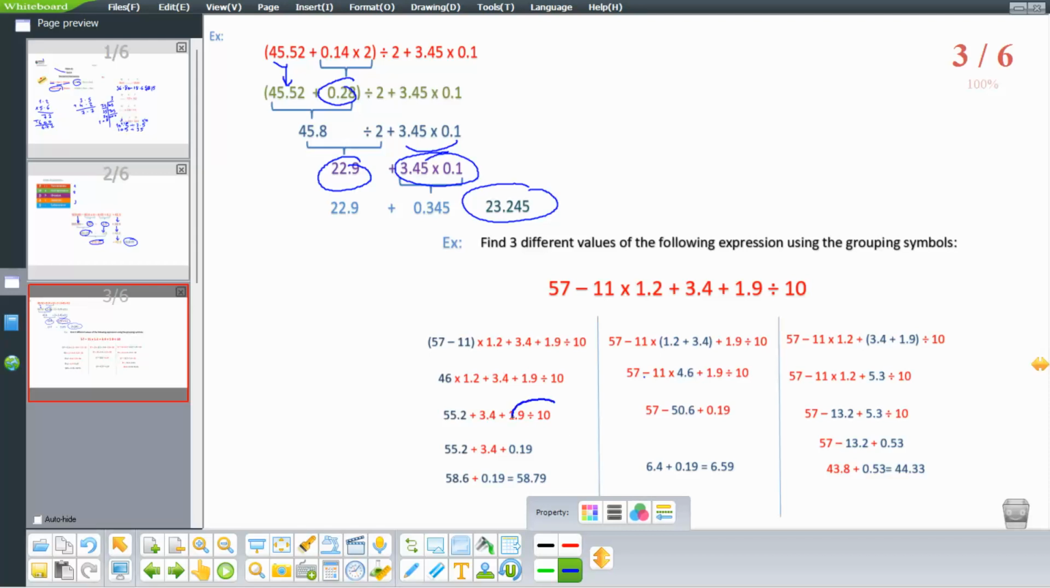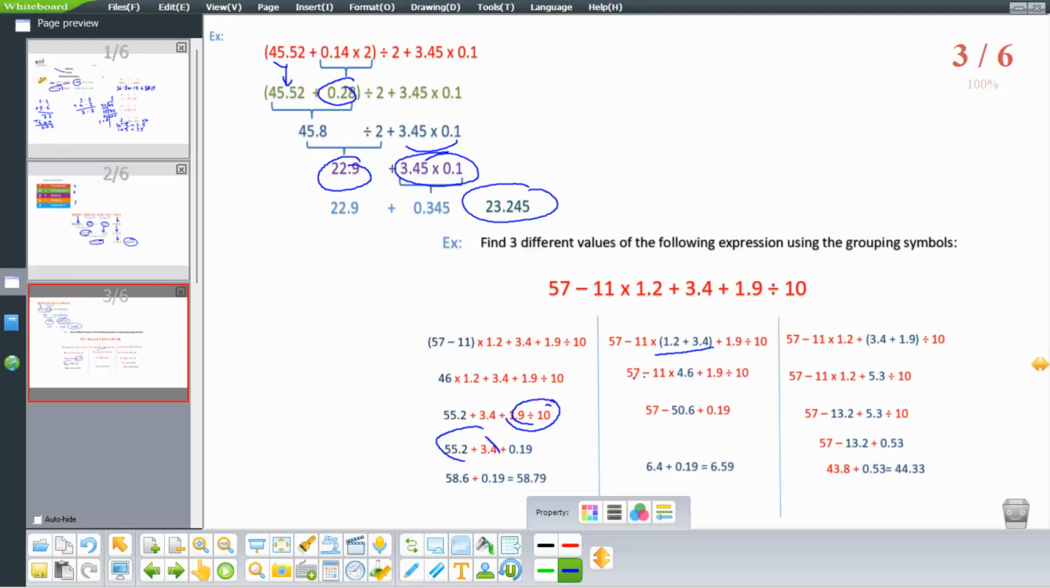Okay, here if we divide 1.9 by 10, it will be 0.19. So we are going to add 55.2 plus 3.4 together, it will be 58.6 plus 0.19, it will be 58.79.